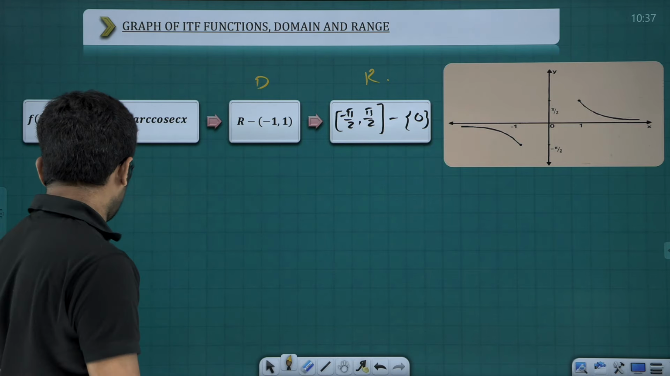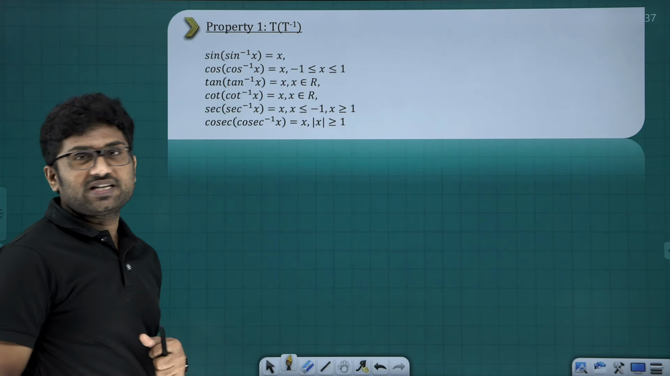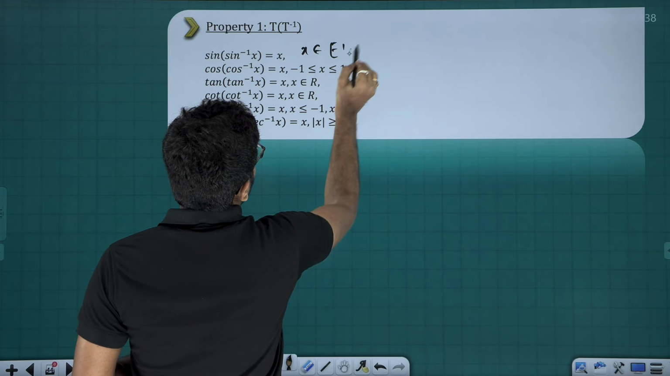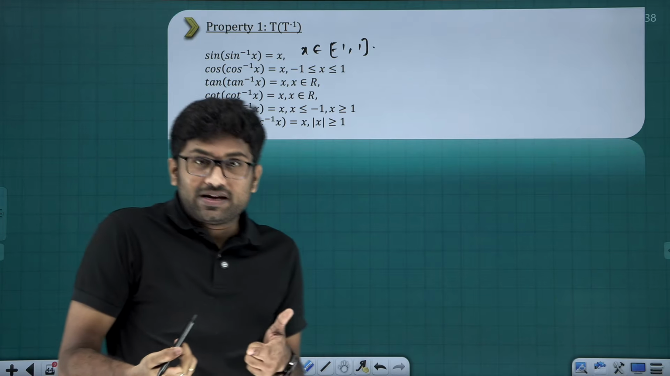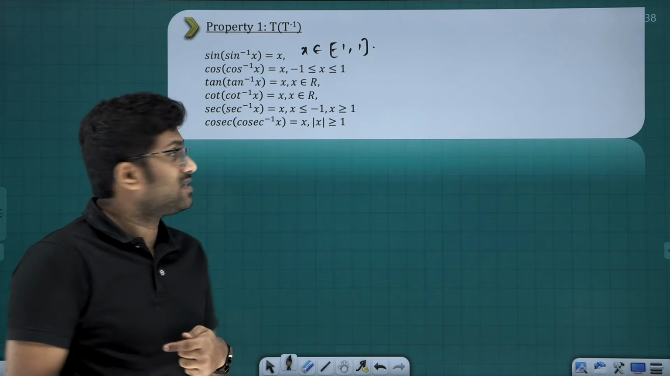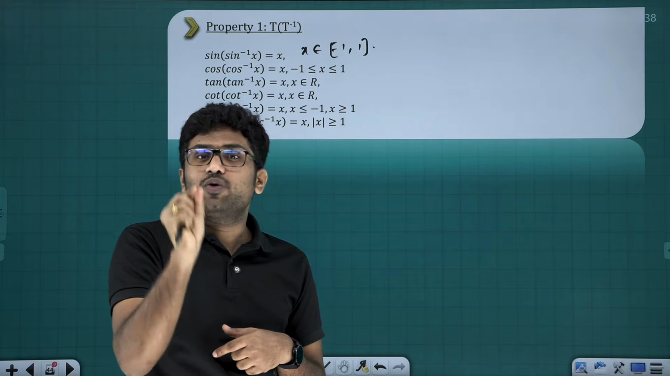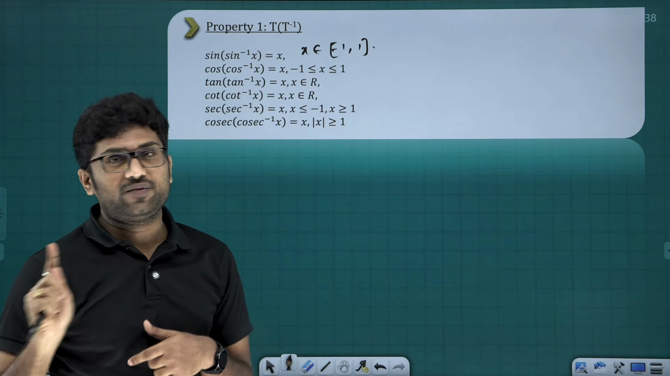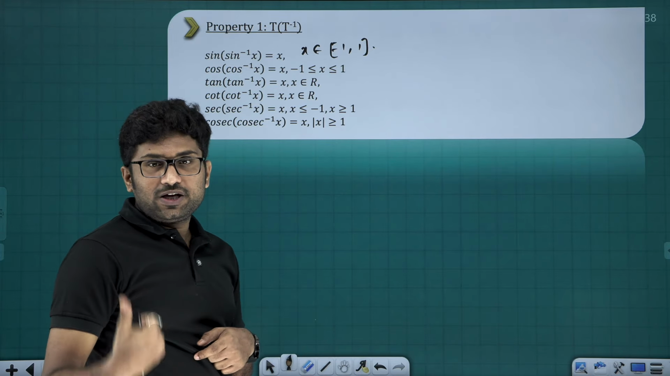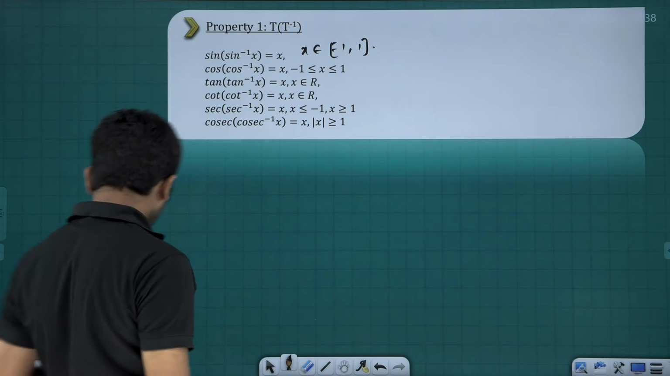Next we will go with properties one by one. First property: sin of sin inverse x will be x only when x belongs to the domain. Sin of sin inverse x equals x, cos of cos inverse x is x, tan of tan inverse x is x, and so on. In any function, f of f inverse x will be equal to x only for all the domain of the inverse trigonometric functions. So this is the first property. We call this property T of T inverse. T of T inverse will be true only for the domain of the inverse trigonometric functions.